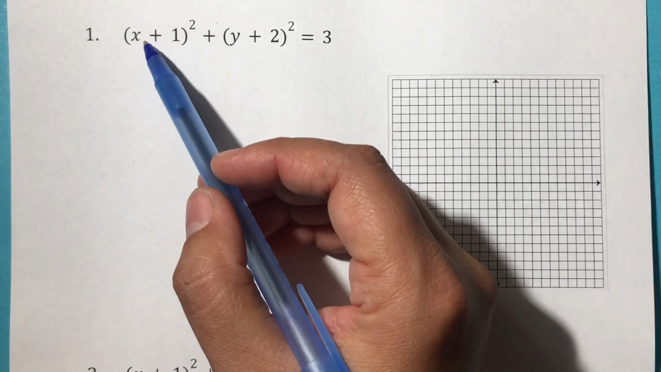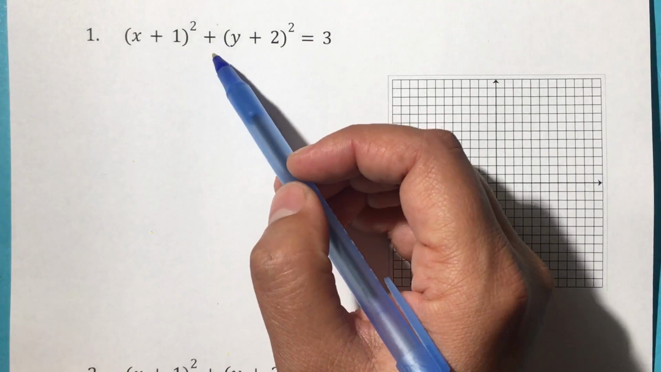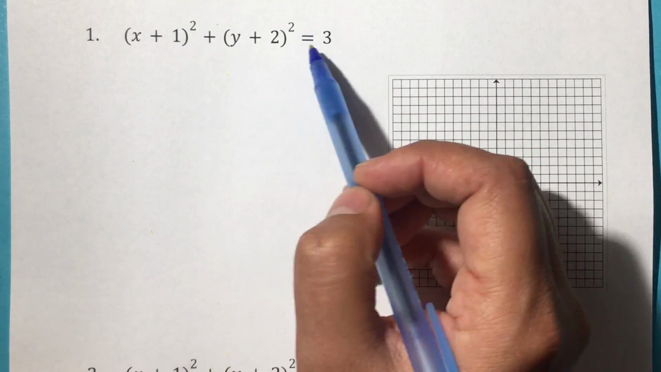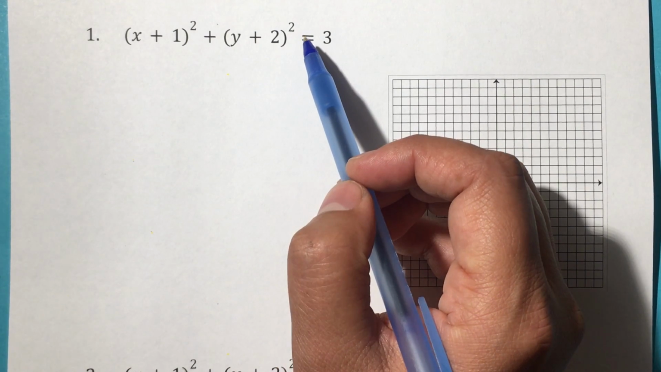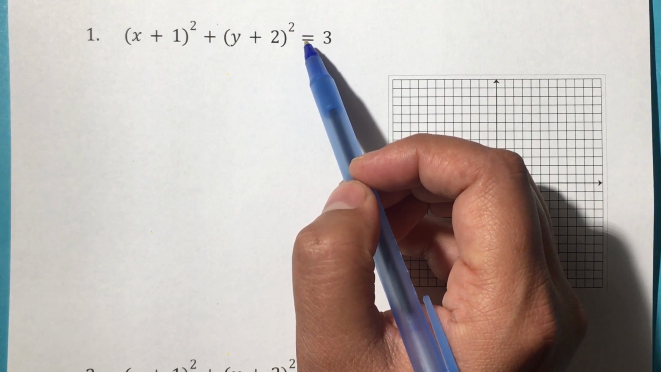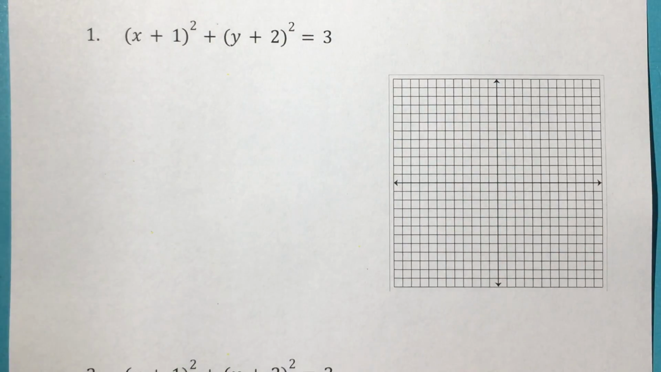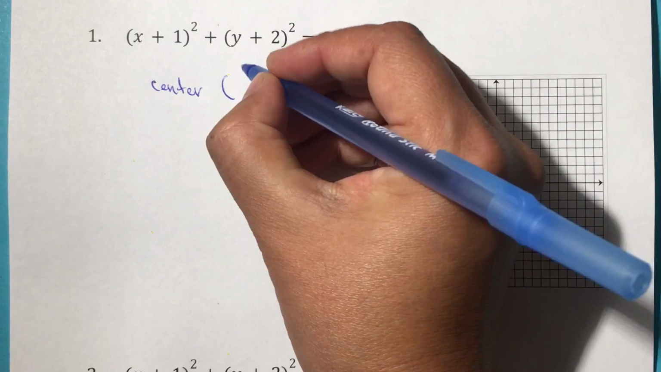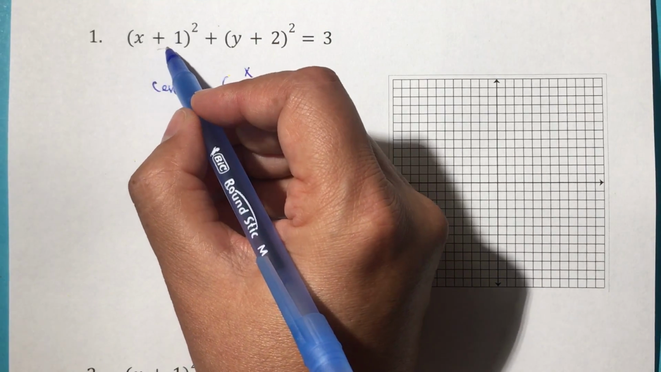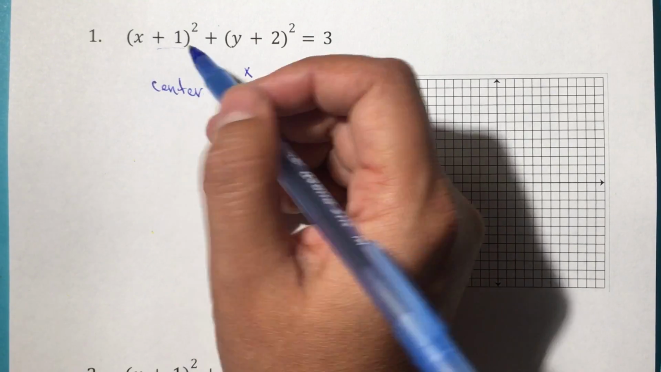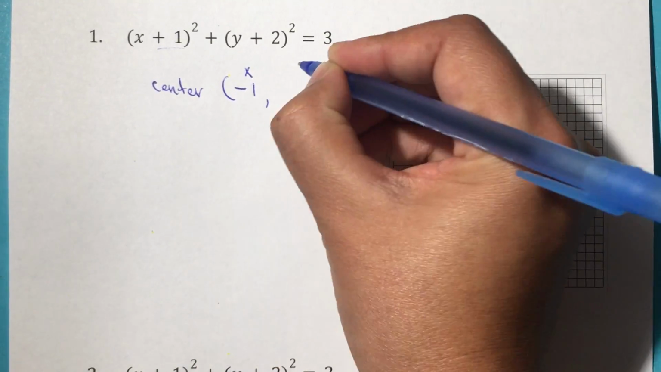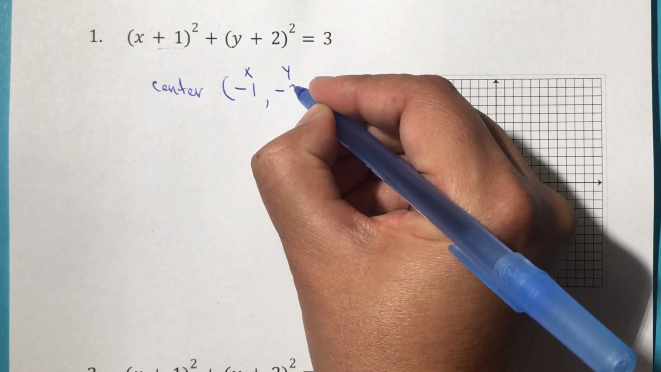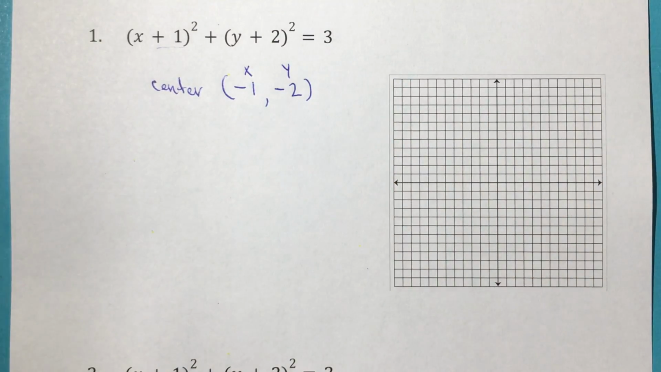Okay, number one, it says (x + 1)² + (y + 2)² = 3. This is already in standard form. We already have it ready to be graphed because from here we can find the center and we can find the radius. To find the center, for the x value, it will be the opposite of what is being added or subtracted. In here, it says plus 1, so it's going to be negative 1. For y, we're adding 2, so it's going to be the opposite, which is negative 2. So that's our center point.